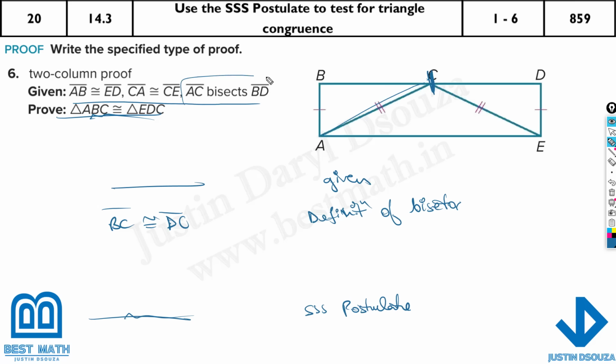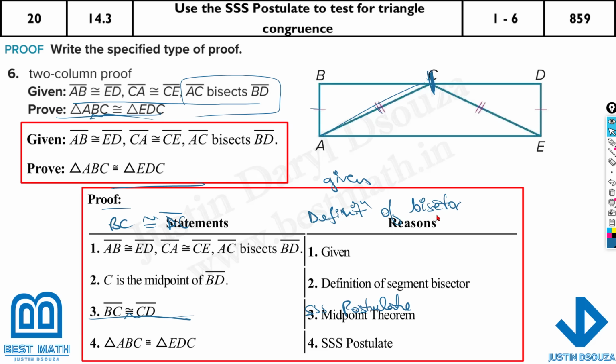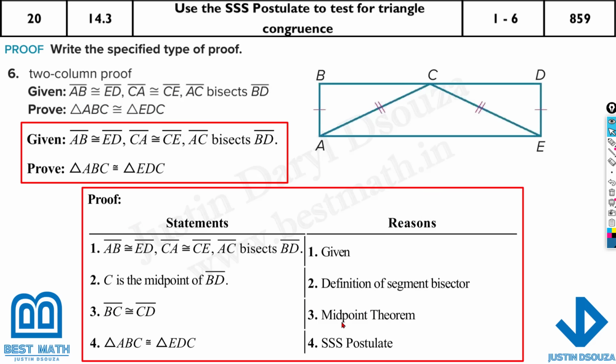Or you can just write this part: AC bisects BD. That's also fine. Now this is done. Okay, then everything is done, right? These two are given. Only this was missing. And that we have told, yes, they are equal because of definition of bisection. So definition of segment bisector, that's the only thing.